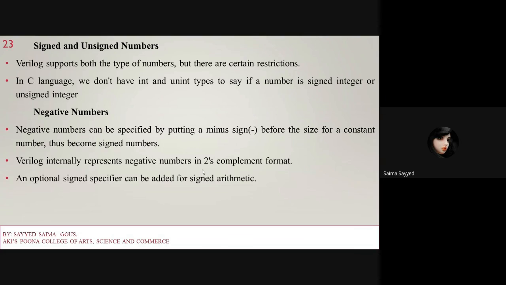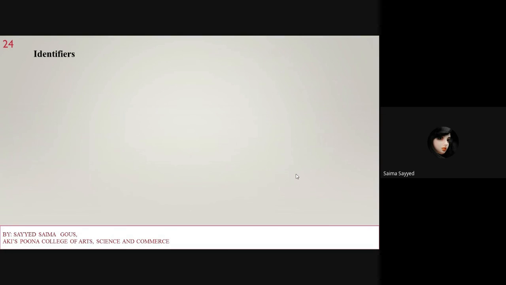An optional sign specifier can be added for signed arithmetic. Then it is illegal to have a minus sign between the base format and the number. We have to put the minus sign before the size. Like we wrote a 4 bit, before that 4 bit we have to put the minus sign. If we put the minus sign between the base and the number, it is illegal and shows errors.